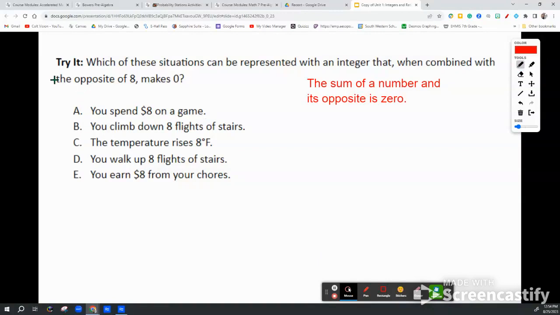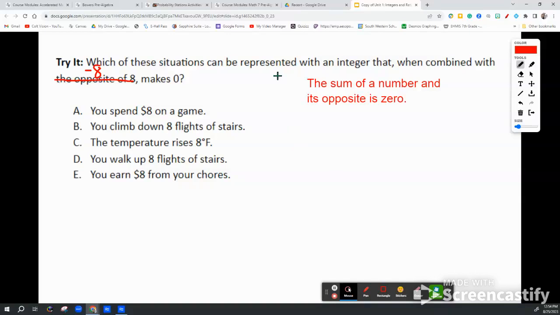So rather than leaving this as "when combined with the opposite of 8," instead of reading that as the opposite of 8, let's read it as what the opposite of 8 is. Let's write this as -8 because that is the opposite of 8. So let's look at this question again. Which of these situations can be represented with an integer that, when combined with -8, makes 0?